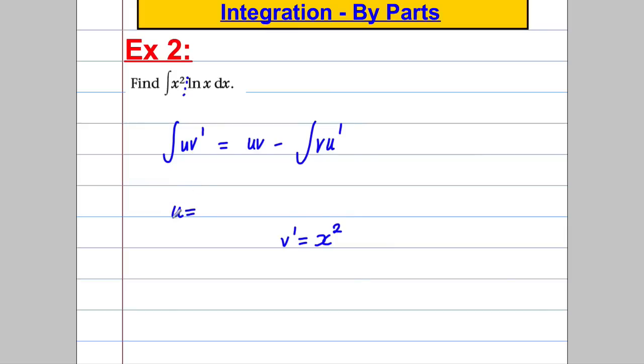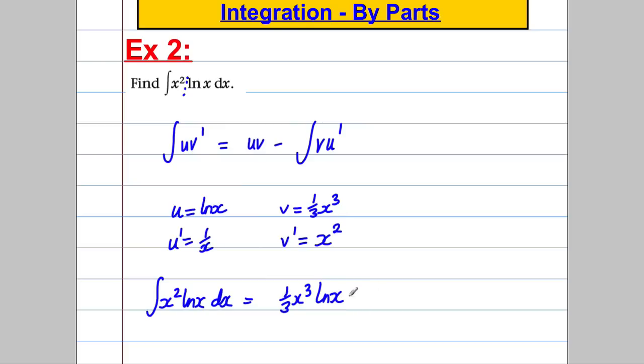choice for v dash. Whereas u is going to have to be the natural logarithm of x, because I can differentiate that, and u dash is going to be 1 over x. So v, in this case, integrating x squared, is going to be a third x cubed. So let's try and integrate x squared natural logarithm of x dx. It's going to be uv, these two multiplied, a third x cubed natural logarithm of x, subtract vu dashed, so it's going to be this multiplied by this, which would be the integral of a third x cubed multiplied by 1 over x dx.